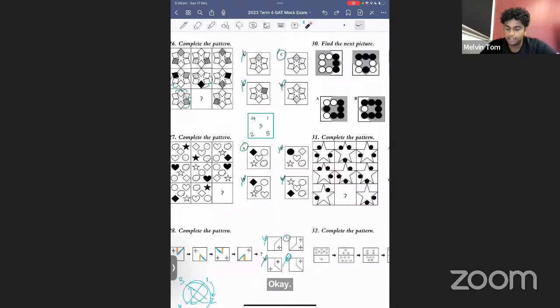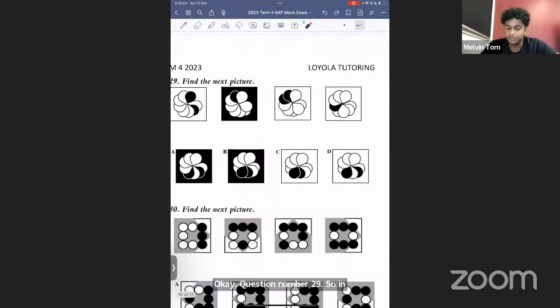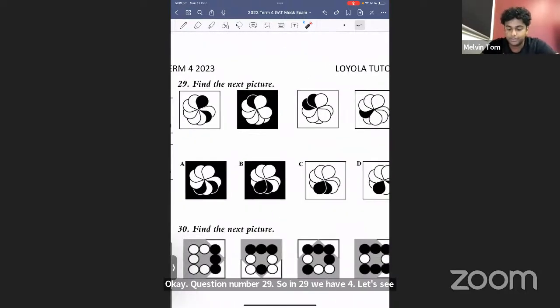Question number 29. So in 29, let's see how many locations we have. We have 1, 2, 3, 4, 5, 6, 7, 8, 9 locations, because we know that one of these black lines went into the background. Now, remember, Mahi, as I mentioned, you should have one color that has to have an easy pattern.